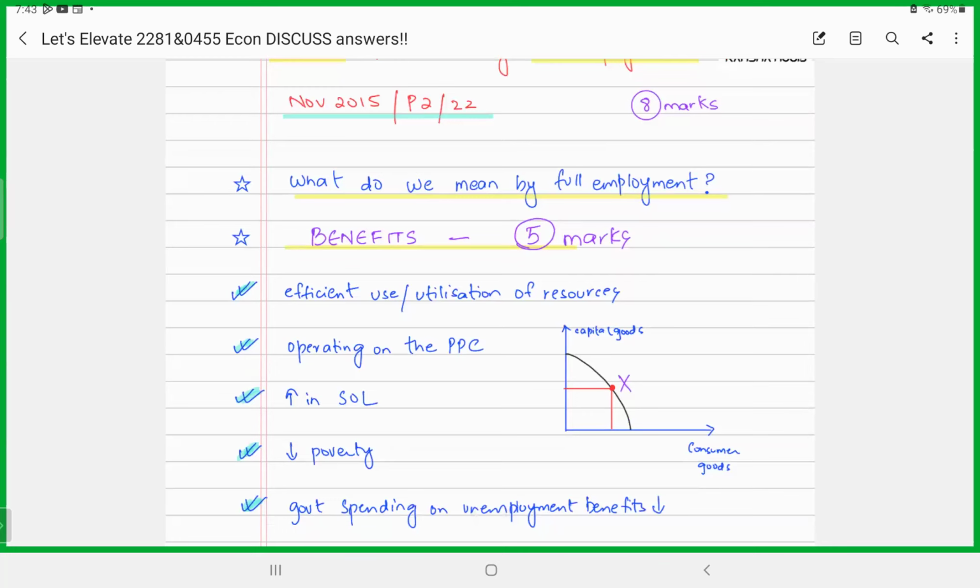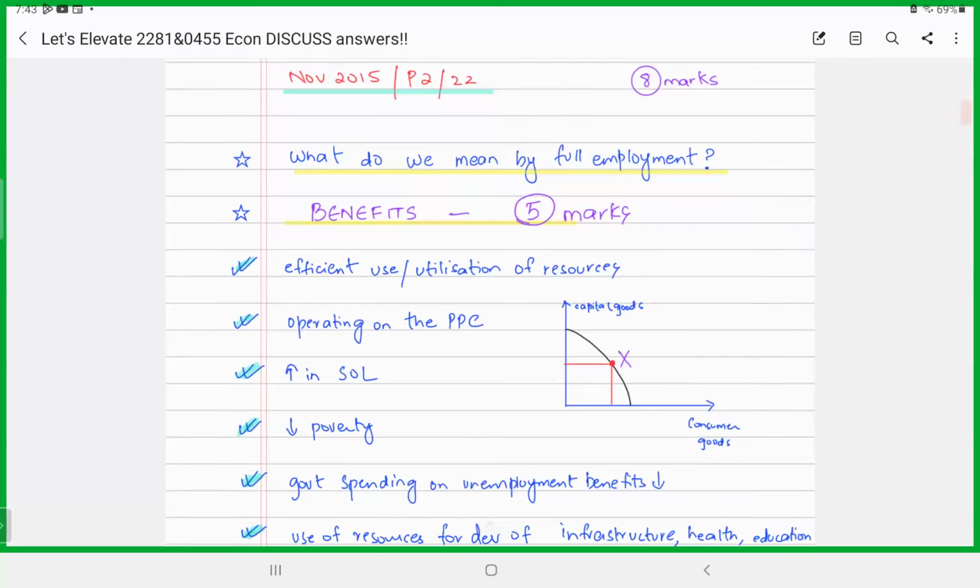There would be no wastage, right? It's using all its given resources and technology up to its max. All the people are employed nearly, right? There's a minimum level of unemployment. The country is at its productive potential, right? And what will happen? Yes, the people would be better off. There would be a higher standard of living, right? And what will happen when people are better off? The poverty level will fall.